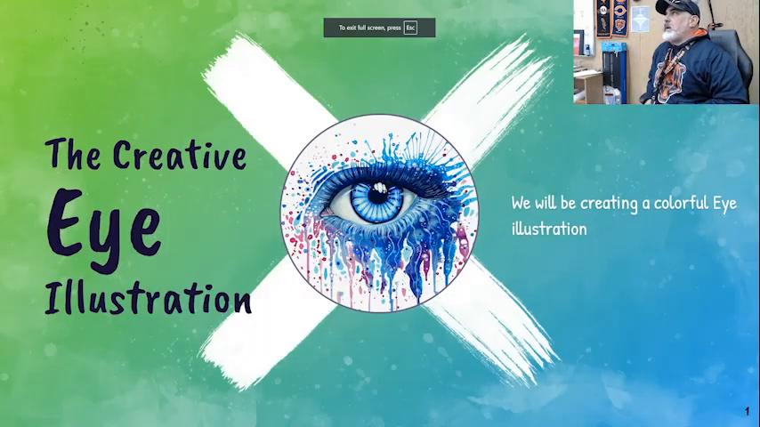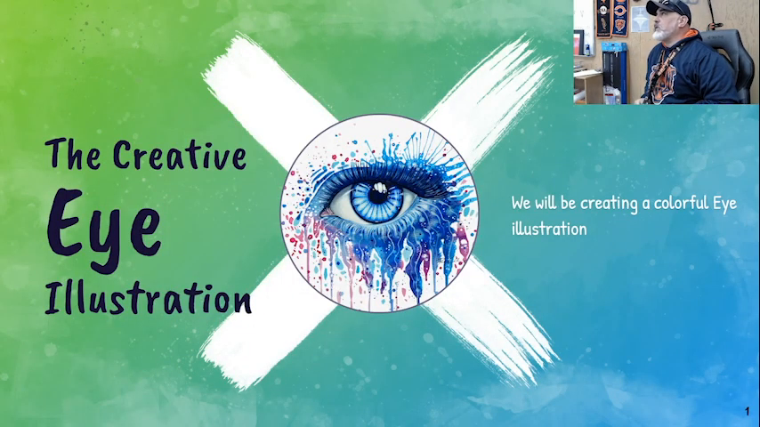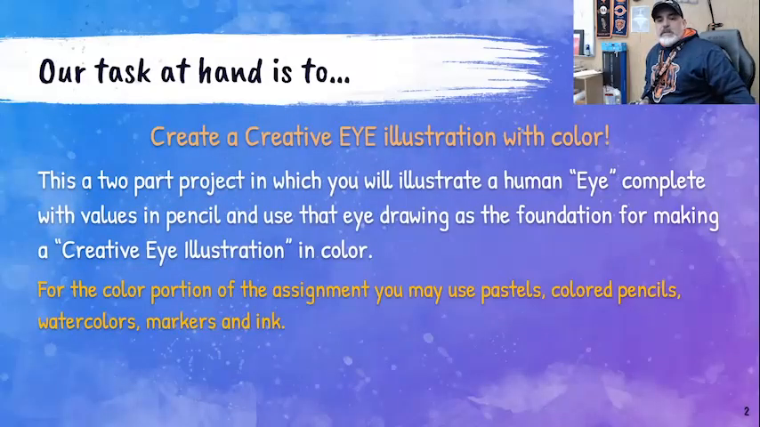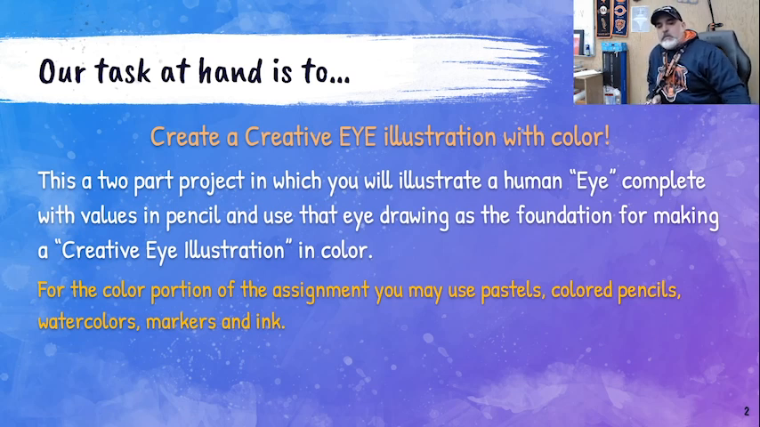So for you guys, we're doing the creative eye illustration. And again, we're only going over the first part. There's 2 parts in total. Our task at hand is to create a creative eye illustration with color. This is a 2-part project in which you'll illustrate the human eye, complete with values, and use that eye drawing as the foundation for making a creative eye illustration in color.